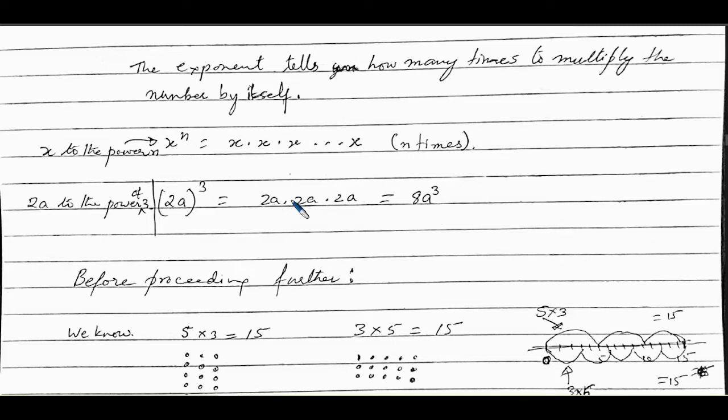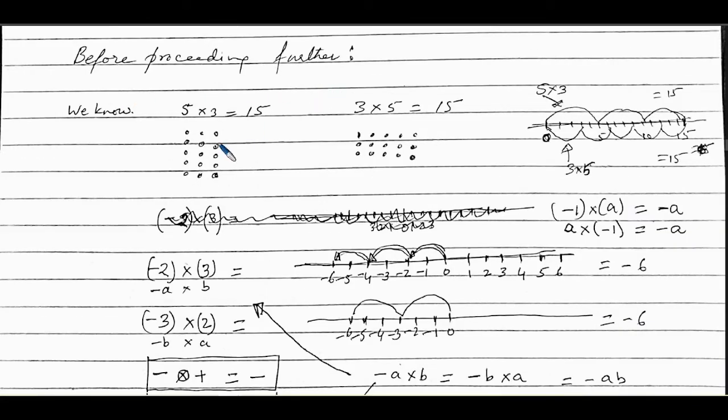So this is 2 into 2, 4, 4 into 2, 8, 8, a into a into a, 8aq. Okay, so before proceeding further, this is very obvious, but let us discuss it. We know that 5 into 3 is 15, and 3 into 5 is also 15.